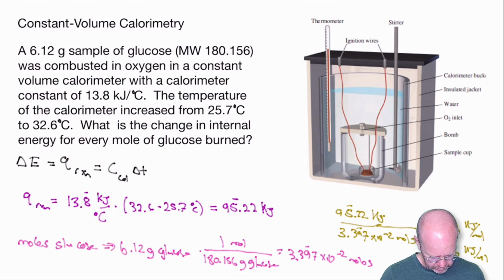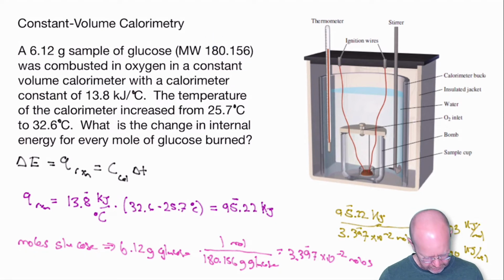difference between 32 and 25. Only gives us two sig figs in that answer. So we've got 95.22 kilojoules. And that was for the combustion of 6.12 grams of glucose. So we need to figure out how many moles of glucose that represents. So let's calculate the moles of glucose.